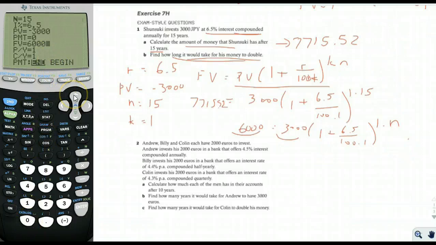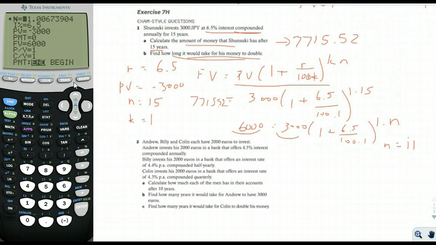What is going to be n? Do you think it's going to be less or more than 15? Well, in 15 years, remember, he got 7,715. So to get 6,000, that's less. So he should not take 15 years. He should take something less. Let's see what it is. Alpha solve with the cursor on 15. We get 11. Okay, so n is going to be 11 in that case.